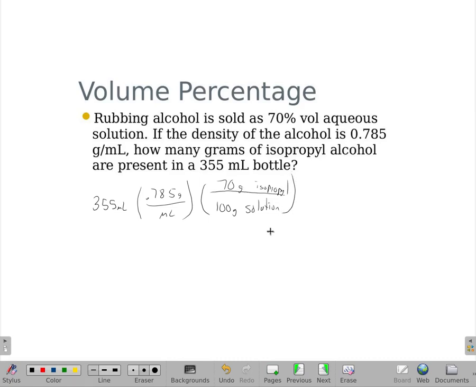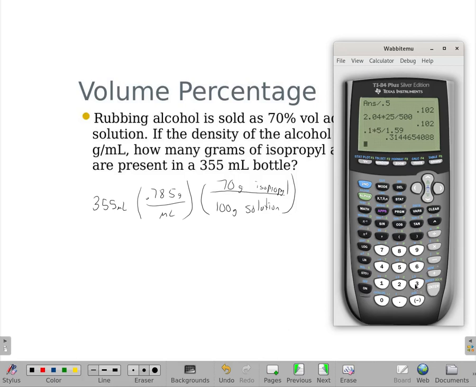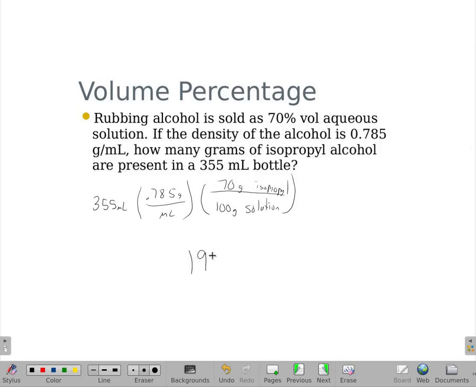And then our math ends up looking something like this. 355 times 0.785 times 0.7. So in that 355 milliliter bottle, about 195 grams is isopropyl alcohol.